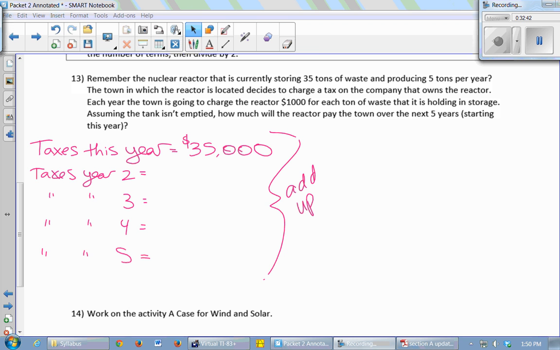Okay, let's discuss it together. This year, year 0, there are 35 tons of waste in the tank, right? So the town inspector comes in and looks at the tank and says, oh, you have 35 tons of waste. We're going to charge you $35,000. That's the rule. They charge $1,000 per ton. Okay, so $35,000 is the tax assessment for this year. Next year, which we'll call year 2, what is the tax assessment going to be? It's going to be an extra $5,000. Right, so $40,000.